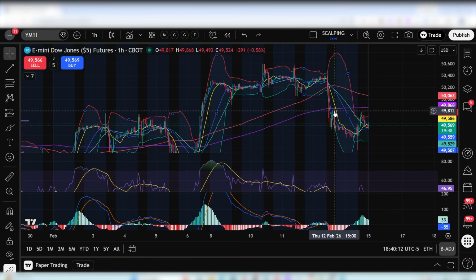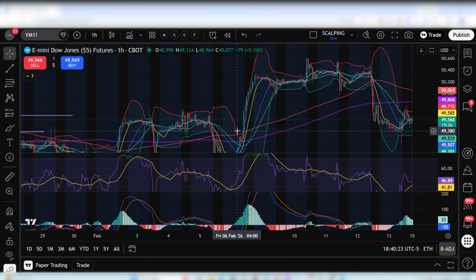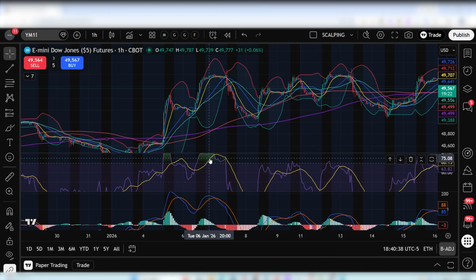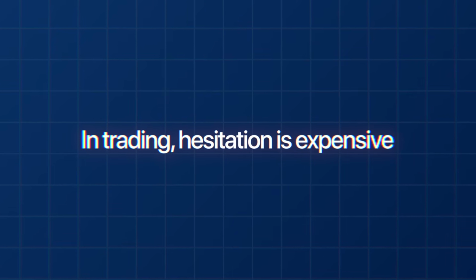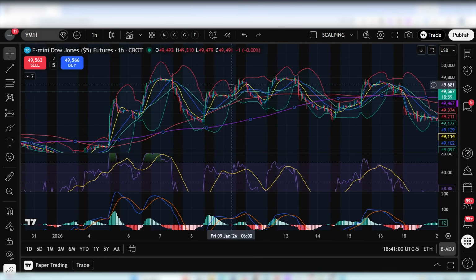And what ended up happening wasn't clarity. It was confusion. So one indicator would say buy, another one would say overbought. So instead of acting with confidence, I hesitated. And in trading, hesitation is expensive, dog. So I wasn't losing because I didn't have information. I was losing because I had too much of it.